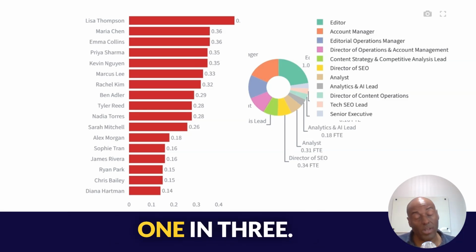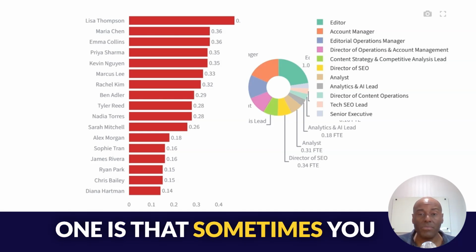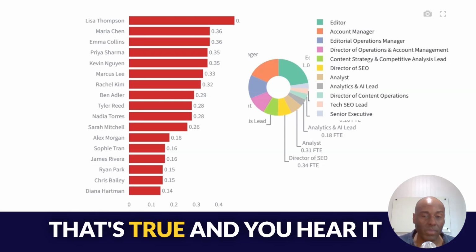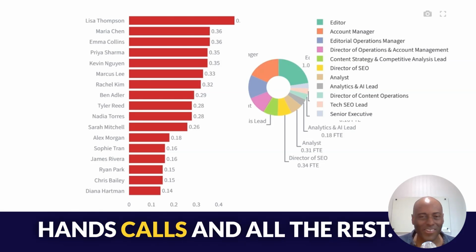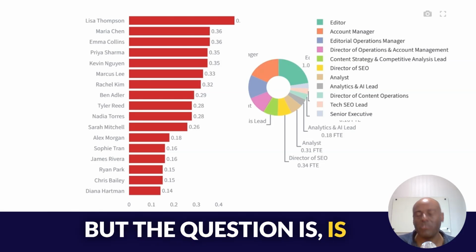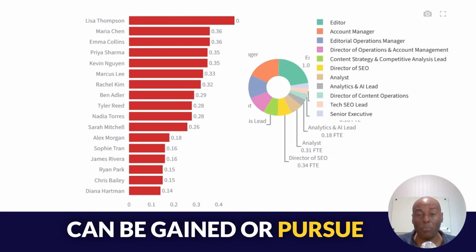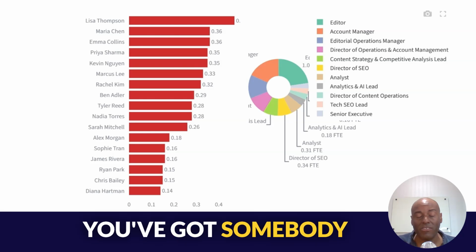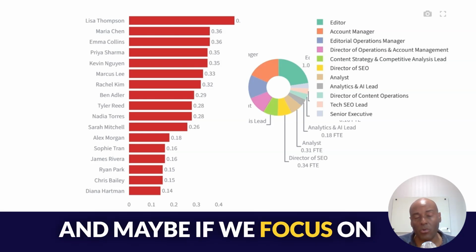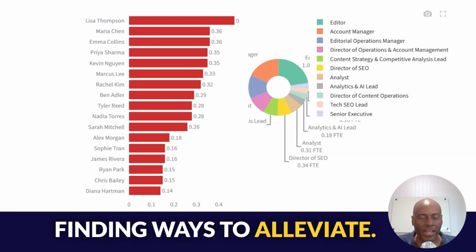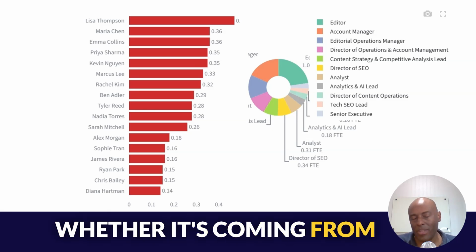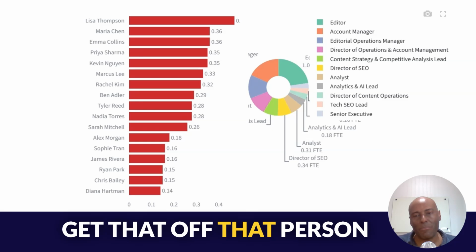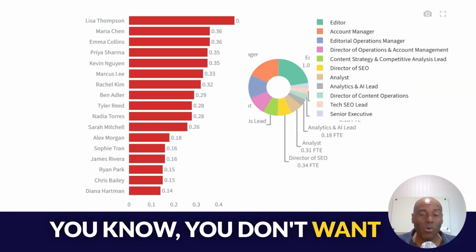A couple of reasons. One is that sometimes your team might say we need to hire. The team is strapped, and anecdotally, that's true. You hear it and you see it on your all hands calls and all the rest. But the question is, are there efficiencies we can gain or pursue before we reach for hiring a new person? The other one is, maybe you've got somebody who's overburdened, and maybe if we focus on finding ways to alleviate excess burden, whether it's coming from inside your company or from the client, we can get that off that person and reduce some heat. You don't want folks burning out.